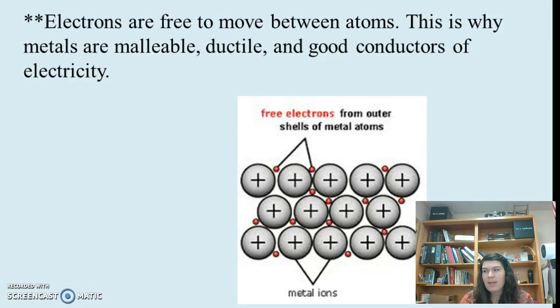And that's why we can pound them out into a sheet, pull them into a wire. That's why they're really good conductors, because they don't need to hold on to their electrons like ionic or covalent compounds do. So they allow those electrons to move freely through them. Okay, so that's a metallic bond. That's as far as we're going to get into metallic bonds. They don't have any special naming system. It's just what metal is it.